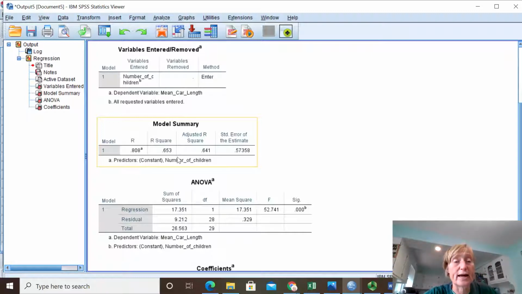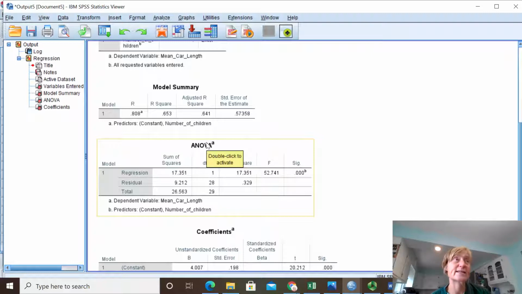And so we're going to be looking at a couple of values when you report these data. You're going to report the R-squared value. You're going to say that we found an R-squared value of 0.653. And what happens is the program does an ANOVA to ask, is this a significant relationship? Is there a significant relationship between the number of children that one has and the size of their car? And it does what's called an ANOVA to test for that relationship.